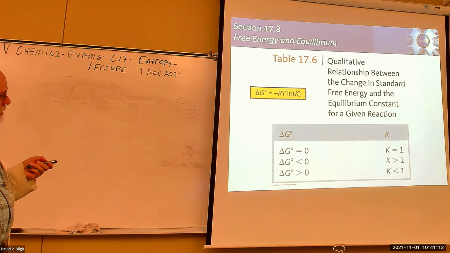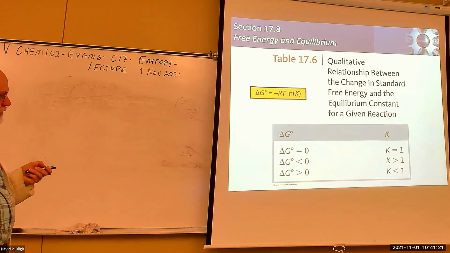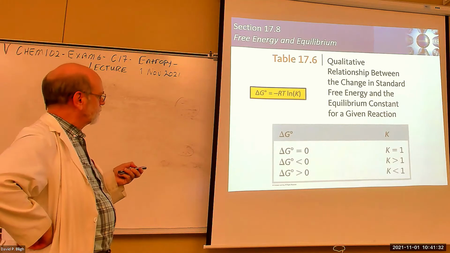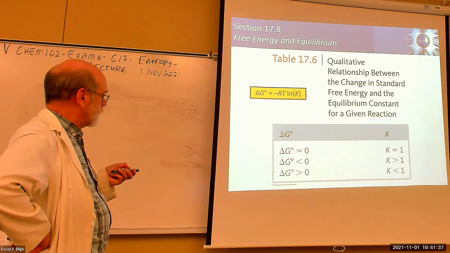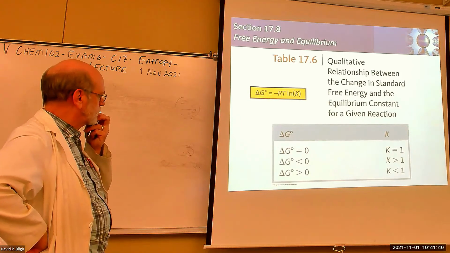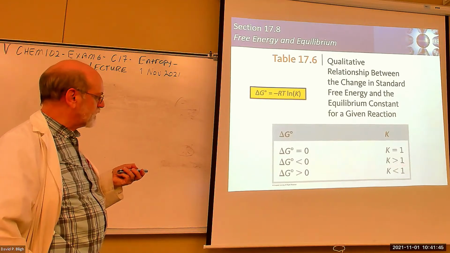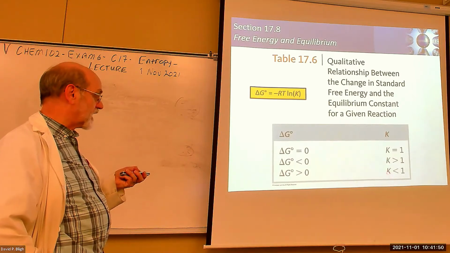If we have this standard delta G for a reaction, and we know the K value, then here's the relationship of the two. If K is near 1, the natural log of 1, e to what power is 1? Then delta G0 is equal to 0. If delta G0 is less than 0 or negative, then K has to be greater than 1. And if delta G0 is greater than 0, then K is less than 1.